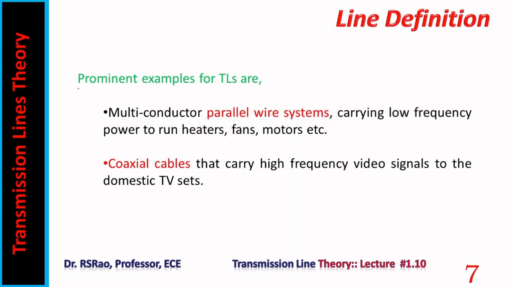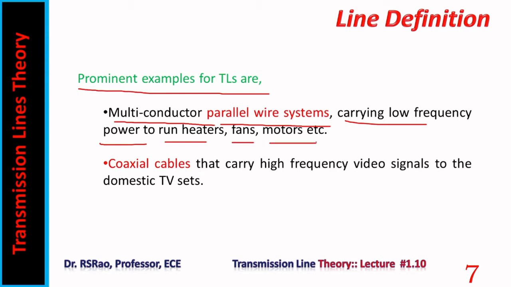Prominent examples for transmission lines are multi-conductor parallel wire system carrying low frequency power to run heaters, fans, motors, etc. By the side of the road, you can find wires, conductors running over the poles. Sometimes 3 wires, sometimes 6 wires, 10 wires, several wires running parallel to each other over the poles. They are examples. They carry energy.